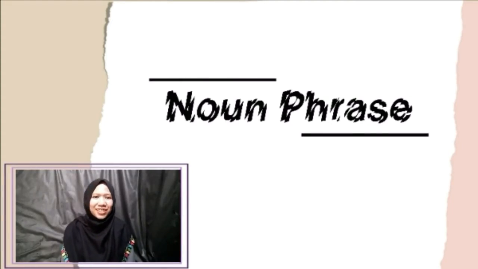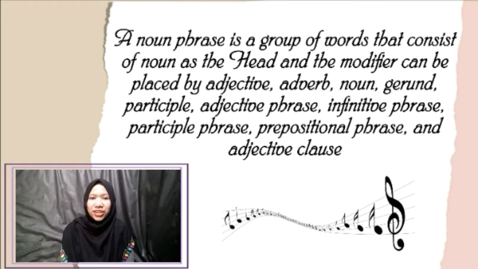The first material is noun phrase. In this section, we are gonna talk about definition of noun phrase, pattern of noun phrase, and example of noun phrase. So, what is a noun phrase? A noun phrase is a group of words that consists of noun as the head, and the modifier can be placed by adjective, adverb, noun, participle, gerund, adjective phrase, infinitive phrase, participle phrase, prepositional phrase, and adjective clause. The modifier can be before the noun head or after it.